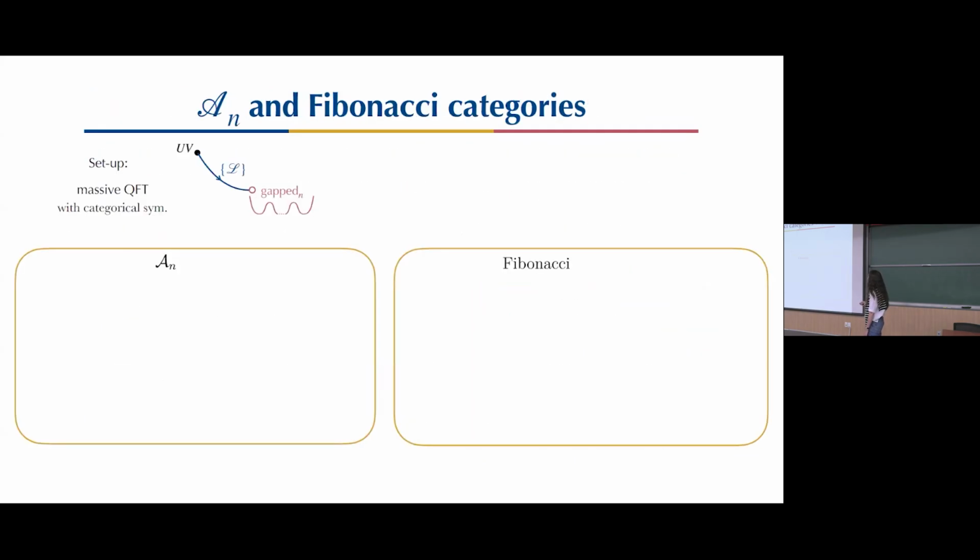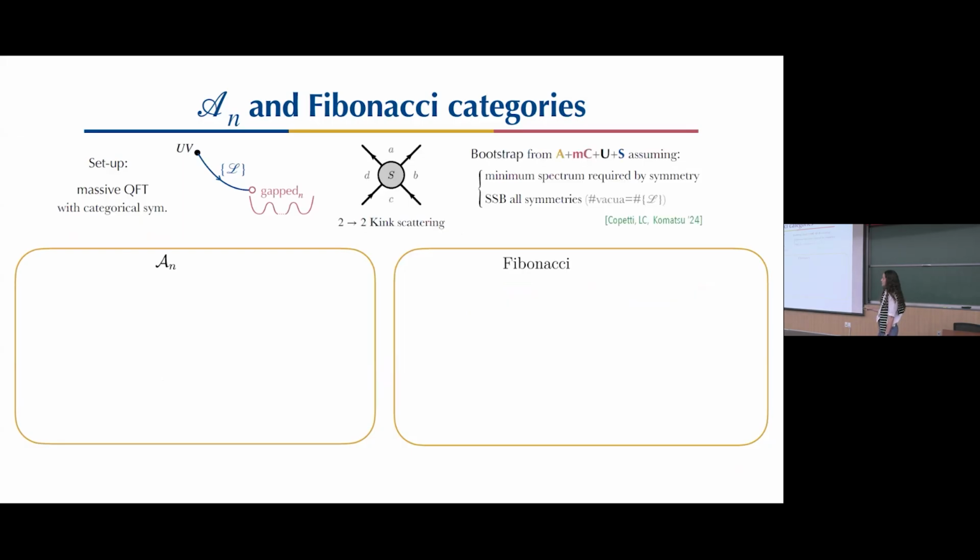So I'll show you 2 examples. But let me review the setup here. We're dealing with massive QFTs with a given categorical symmetry, parameterized by these topological lines L. And what we're scattering are kinks that interpolate between the different vacua you have in the IR. We are bootstrapping this amplitude, assuming 2 things: the minimum spectrum required by symmetry, and this breaking of all symmetries so that the number of vacua is the same as the number of topological lines.